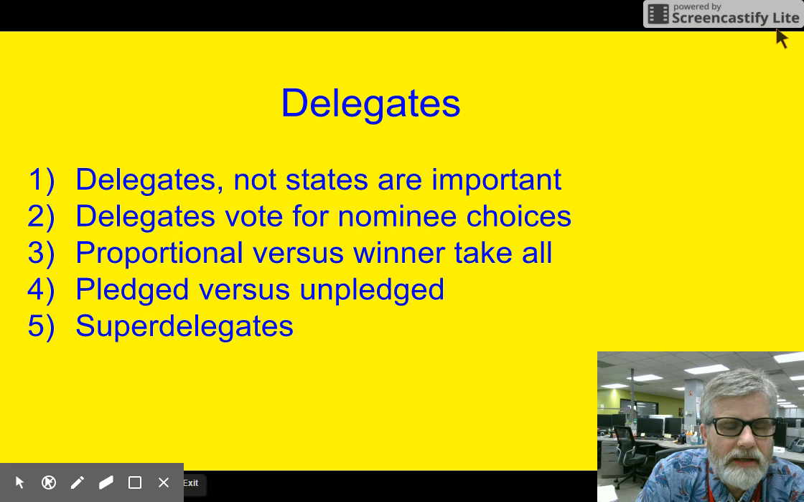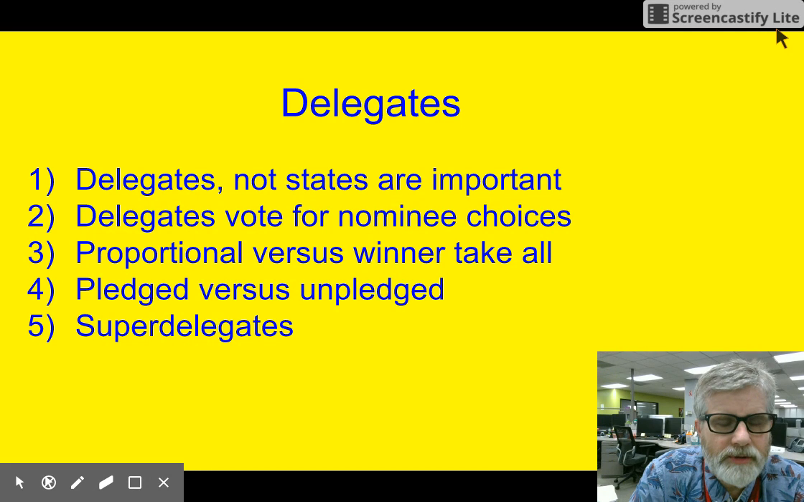Delegates. Delegates are very important in the primaries and caucuses, and they're basically chosen in each state to actually vote, or cast a vote, for the nominee for the political party. So this is used in primaries and caucuses, and each party has a certain number of delegates to actually make the nomination for the president.